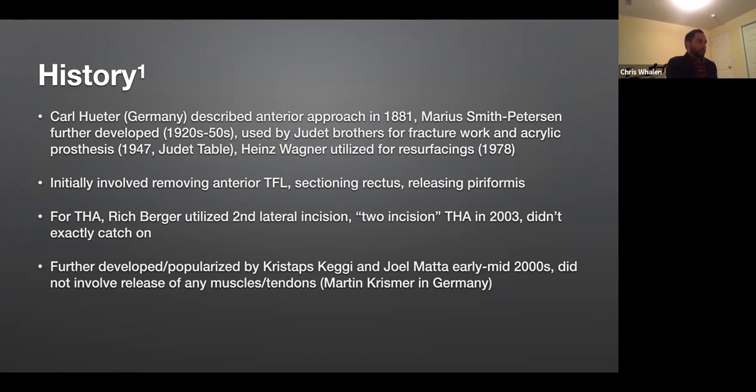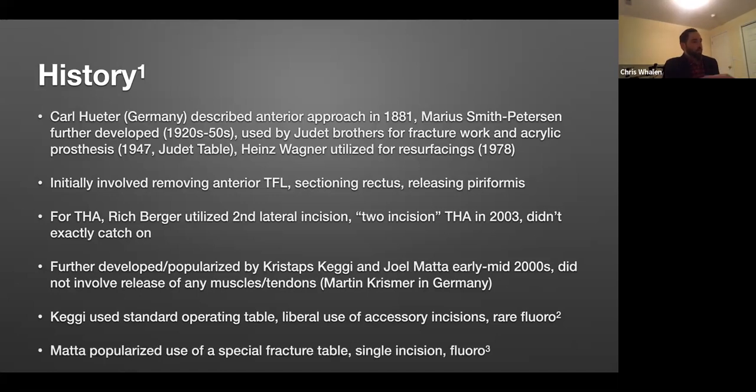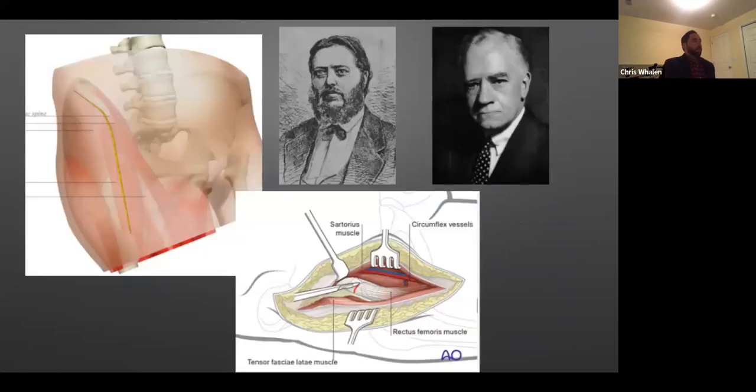Another name around the same time, Martin Christmer in Germany. Keggi liked to use a standard operating table, which we now refer to as off table. And he used accessory incisions pretty liberally and rarely used fluoro, whereas Matta really popularized the special table single incision approach. So this was the initial exposure, big incision, taking off some of the TFL, dividing some of the rectus.